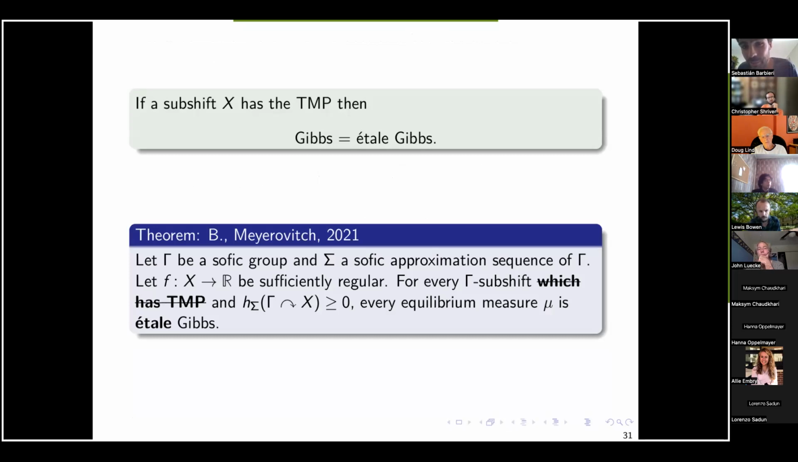So what I'm actually going to prove is the following. This is the real theorem we proved. We didn't prove things for subshifts with TMP. We proved a Lanford-Ruelle theorem for all subshifts with no condition whatsoever, but with a weaker conclusion. We conclude that every equilibrium measure is always étale Gibbs, so it is going to be Gibbs with respect to this weaker equivalence relation. And in the case where the subshift has the TMP, for instance a subshift of finite type, I'm going to get the usual Gibbs condition at the end.